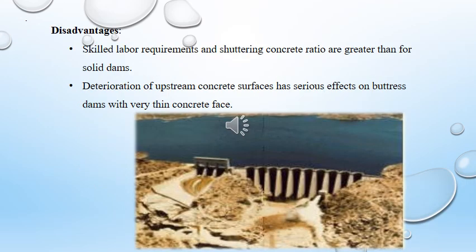The disadvantages of buttress dams: skilled labor is required, and the shuttering of concrete ratio is greater than for solid dams, that is, gravity dams. The deterioration of the upstream concrete surface has a serious effect on the buttress dam with its very thin concrete face. So, these are some disadvantages of buttress dams.